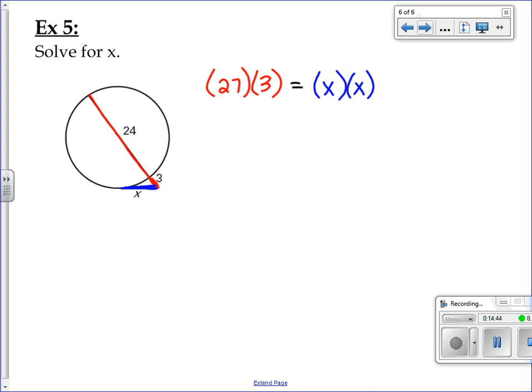So 27 times 3 will give us 81. And you have to ask yourself, what is x times x? Not 2x. It is x squared. And then how do you get rid of a square? You take the square root. So this actually comes out to a nice whole number. x is 9. All right, so that's it for 12.4 segment length.